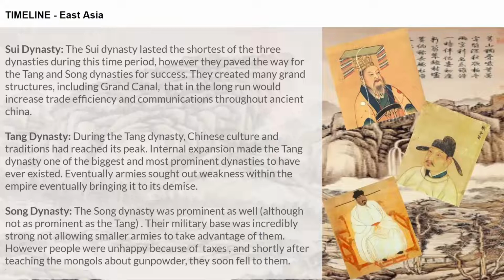Their military base was incredibly strong, not allowing smaller armies to take advantage of them, except for the Mongols. They taught the Mongols about gunpowder, and ironically, the Mongols would soon after use gunpowder to make the Sung dynasty fall to the ground.